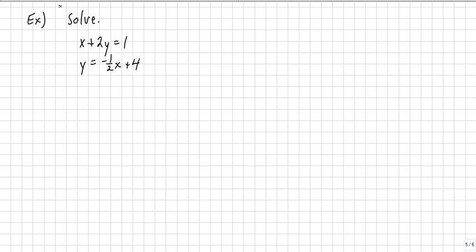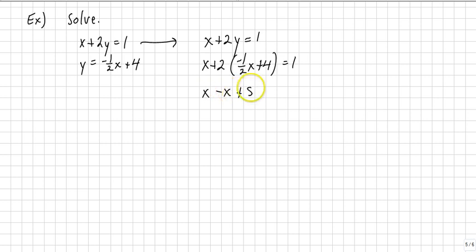So the bottom one is y equals negative 1 half x plus 4. So let's just take the top equation, and where there's a y, let's plug in negative 1 half x plus 4, and let's solve this for x. So we have x plus 2 times negative 1 half is negative 1x, and then 2 times 4 is 8. x minus x is 0. So we get 8 equals 1, which last time I checked is not true.